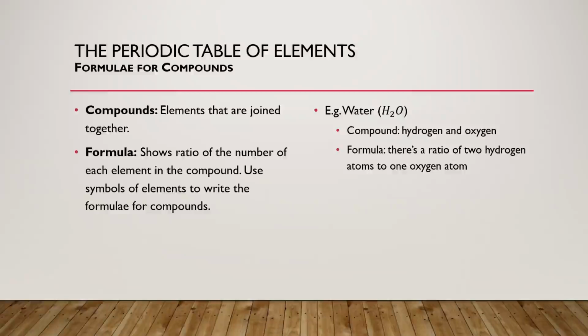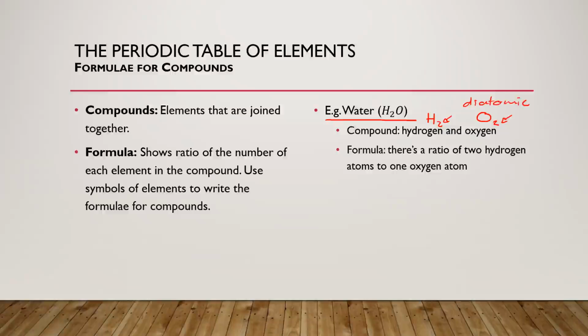Hey guys, so the last slide for the periodic table of elements. This is the formula and compounds. So compounds are elements that are joined together. If you look at the example for water, which is H2O, the compound is hydrogen and oxygen. So H2 and O2. Remember I said there needs to be a 2 on the H and the O because they are diatomic molecules. Okay.